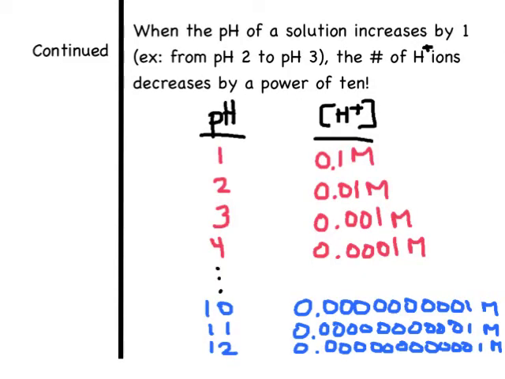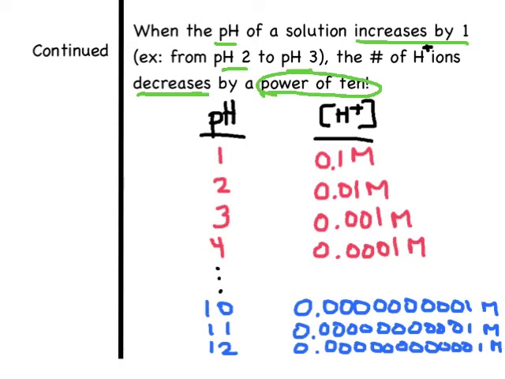Another interesting fact about pH is that it is a scale that goes by the power of 10. What that means is that if the pH of a solution increases by 1, so if we go from pH 2 to pH 3, it actually is a decrease of the hydrogen ion concentration by a power of 10. So it's not a one-to-one thing. If you go from pH 2 to pH 3, you're decreasing the hydrogen ion concentration by a power of 10. So let's see what that looks like.